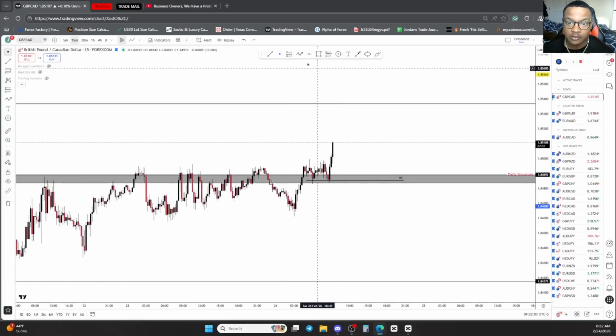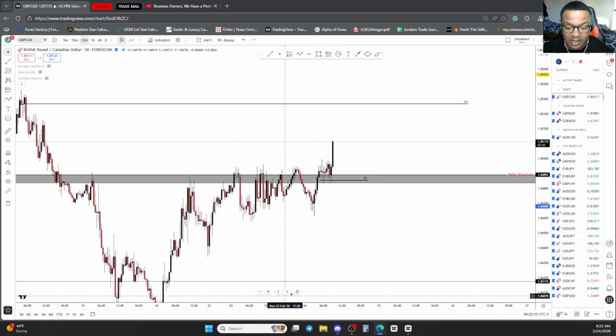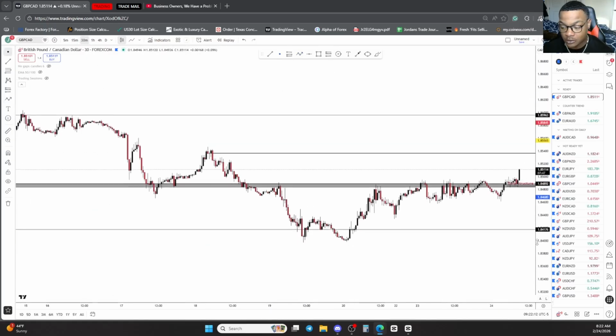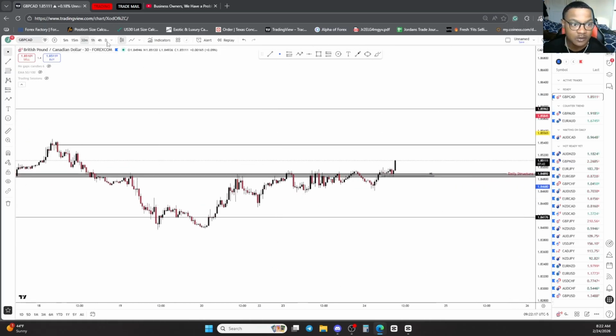All right, so we were looking for this break of structure on this 15-minute time frame, where we did get the original break happen around here, but at the moment we can obviously see price pushing back towards the upside, which I don't really think we would have an entry this morning unless price just drops, which again I don't see that happening.